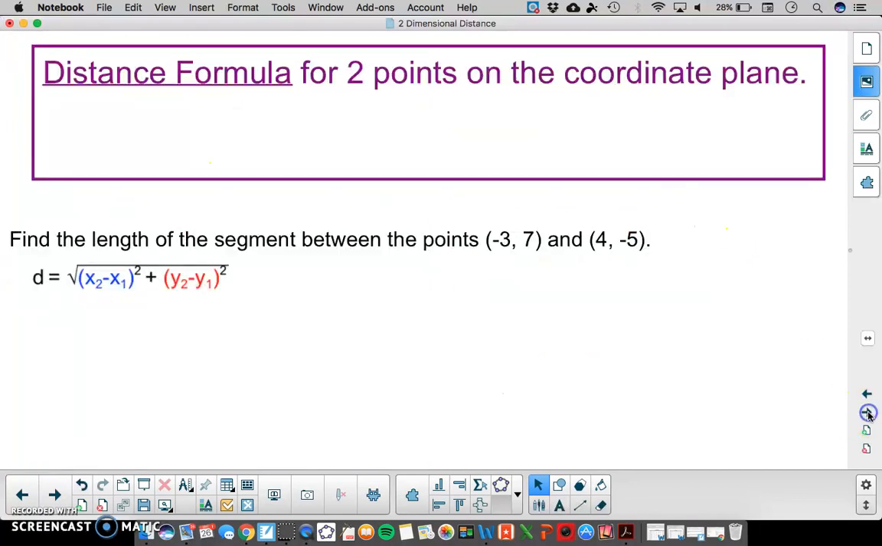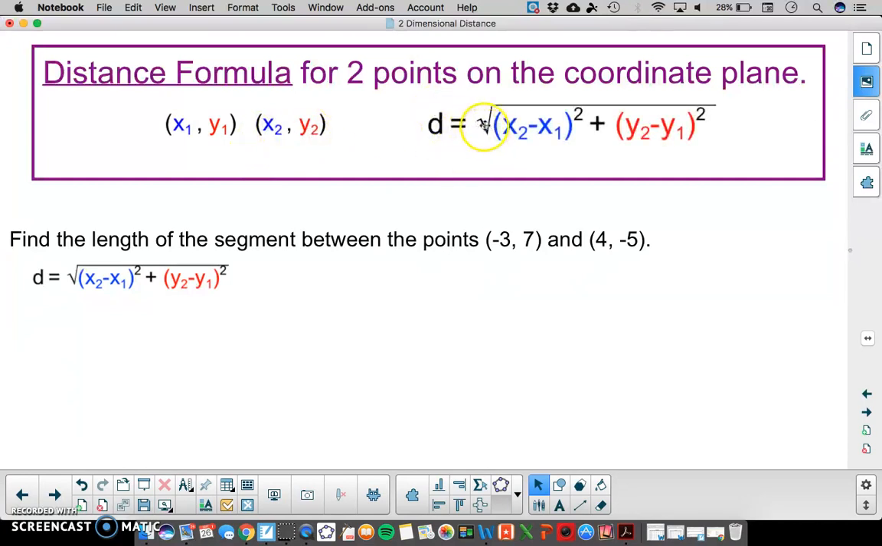So we have the distance formula that we derived from Pythagorean theorem for any 2 points on the coordinate plane, x1, y1, and x2, y2. We can use the distance formula of the square root of x2 minus x1 squared plus y2 minus y1 squared. We want to find the length of the segment between the points negative 3, 7 and 4, negative 5. We're going to use that distance formula.